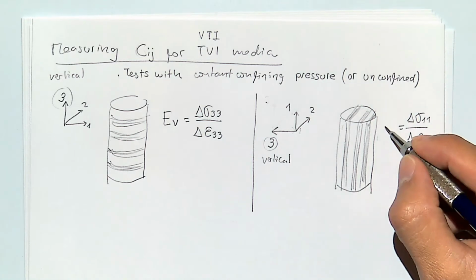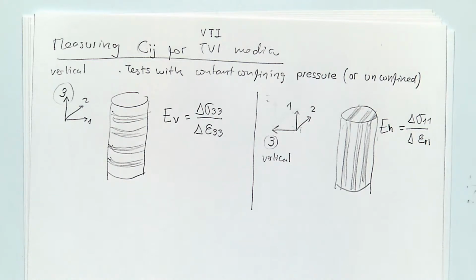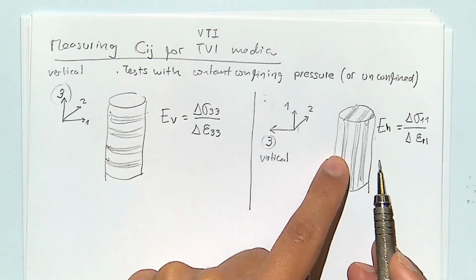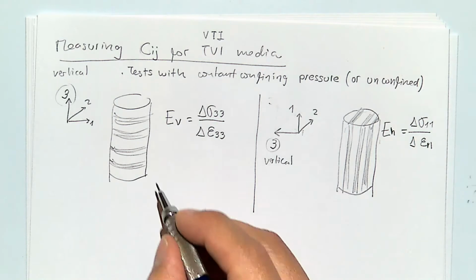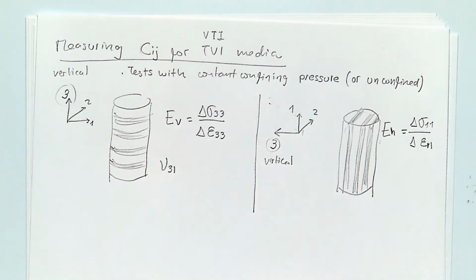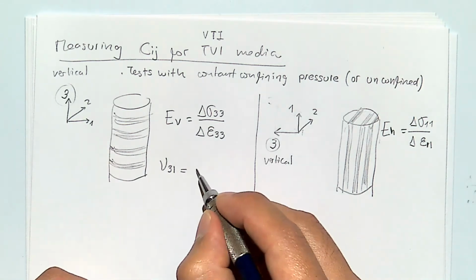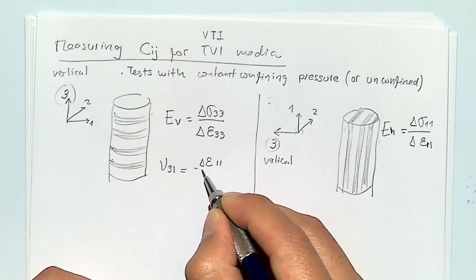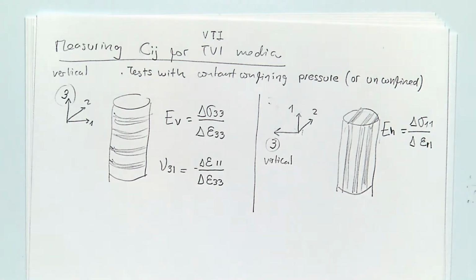The horizontal Young modulus. And if I were to measure the strains in the lateral direction here and there, in this case, for example, I could get the Poisson ratio 3:1, which is the expansion in direction 1 divided by the shortening in direction 3. That would be the Poisson ratio 3:1.